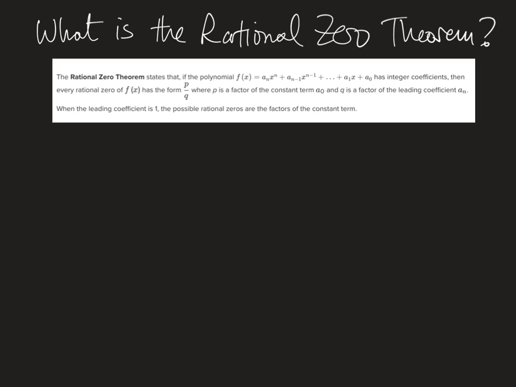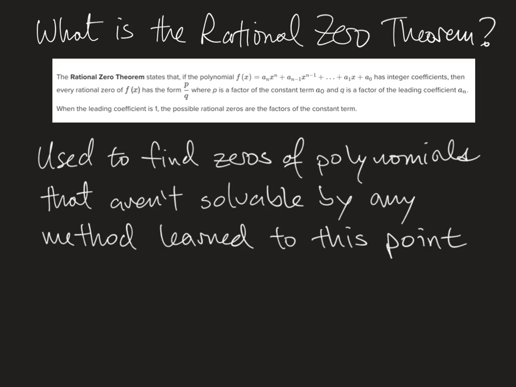But why is this a thing? Why is the Rational Zero Theorem something that exists? Why would you use it? In math, it's used to find zeros of a polynomial that aren't solvable by any method that you've learned up until this point. So essentially, we're going to have functions that don't look like they can be factored. Factored is the big one.